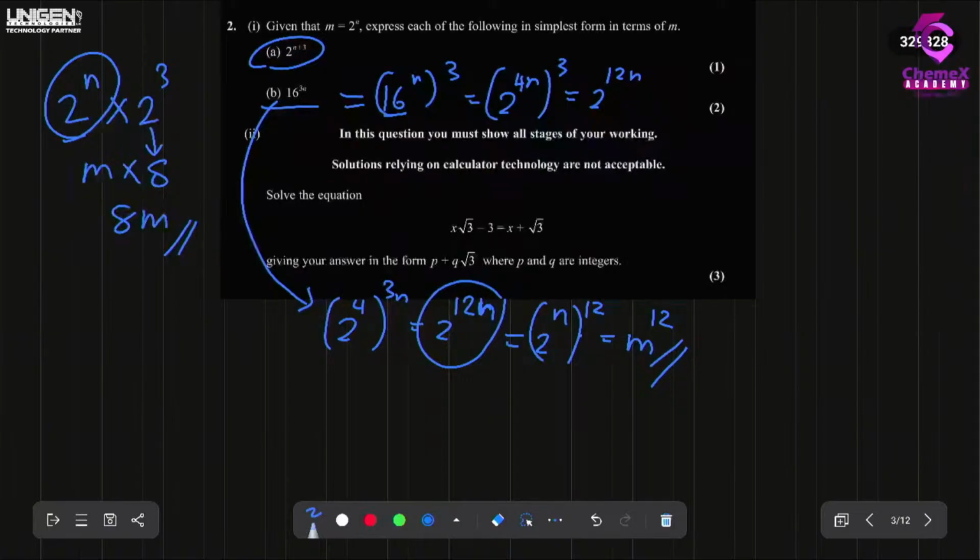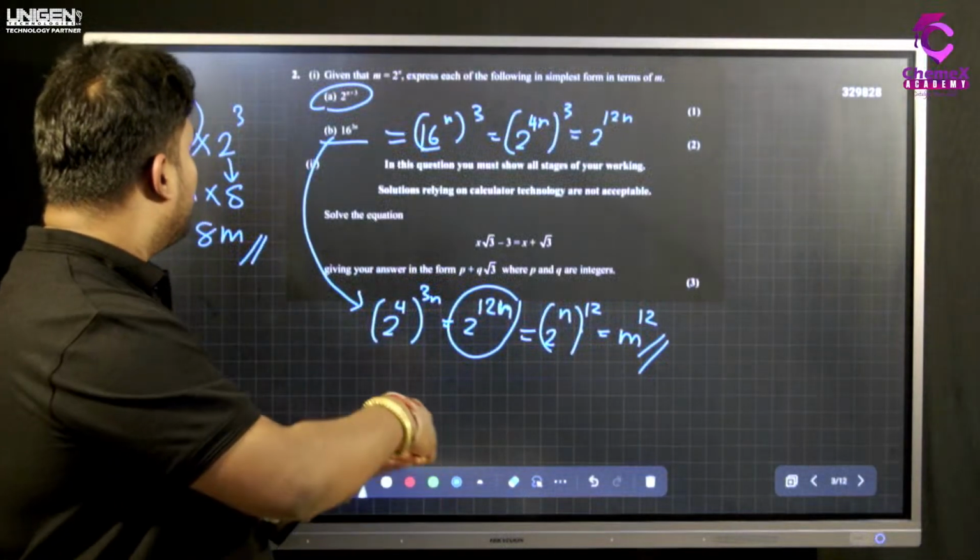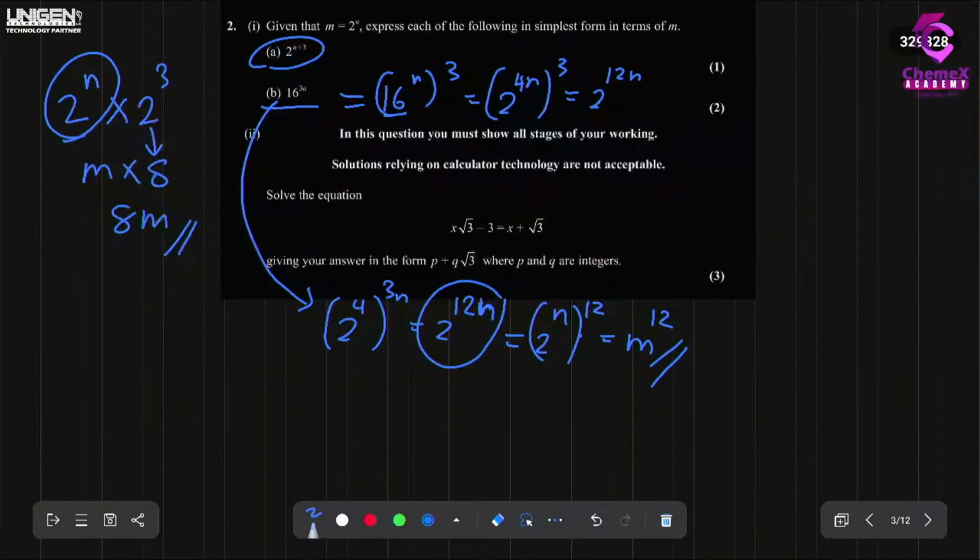Let's go with the next question. Okay. So next is going to be part 2. How do you do the B part? Last part, part 2 of the same question. In this question you must show all the stages of your answer. Solutions relying on calculator technology are not accepted. Solve it.